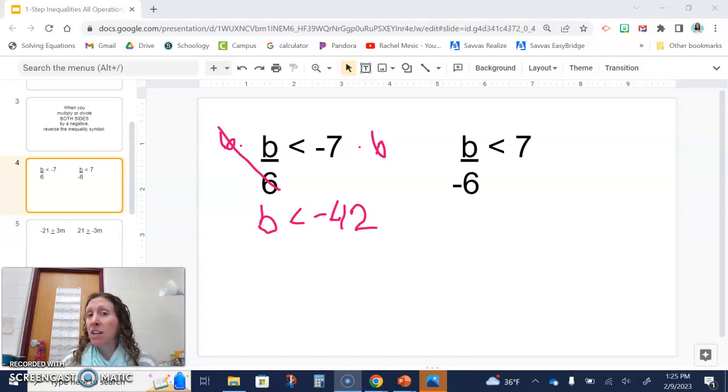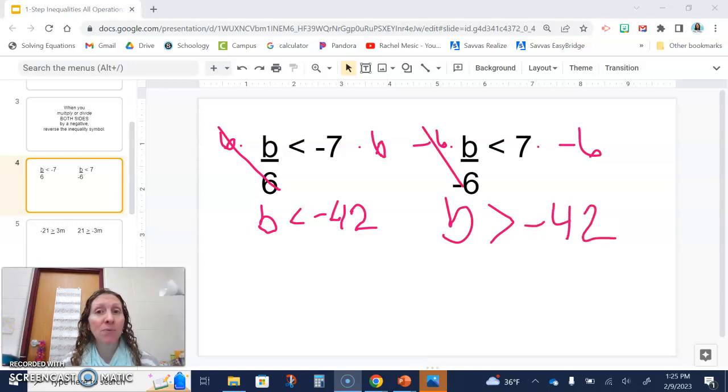But for this next one here, it's showing division by a negative. So I have to multiply both sides by a negative number. And because I'm multiplying both sides by that negative, I'm going to flip that inequality symbol. So now I have b is greater than -42.